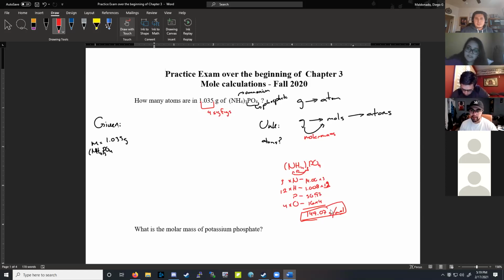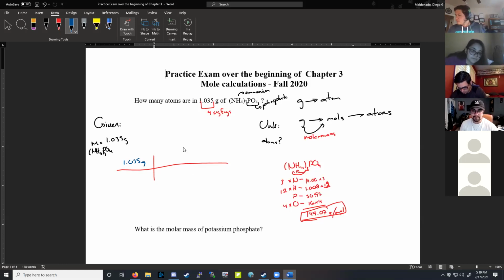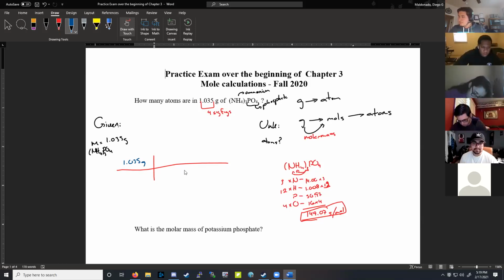Okay, so we have our molar mass. So to set up our fence per se, so 1.035, how would I set up my units? Moles on top and grams on the bottom. Then who gets the 1? The moles. And on the bottom, I put 149.07.